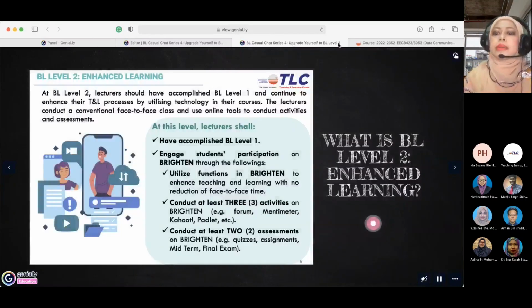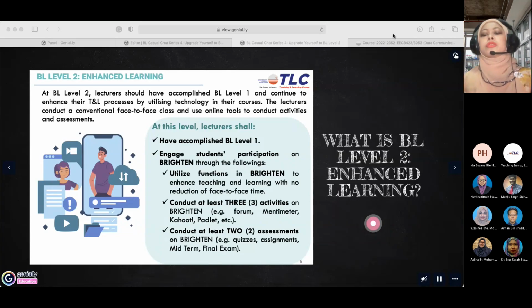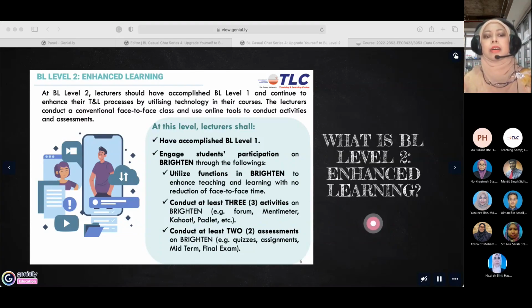Okay, before we do that, I'm going to just bring your attention to what the BL Level 2 enhanced learning is all about. Before reaching enhanced learning, we have to understand that we need to accomplish level 1. At UNITEN, ever since 2021, it is mandatory for everyone to reach BL level 2 by means of having all the slides, all the course outlines, tutorial, lab sheets, for example, for those who are performing lab sections. This one would be to accomplish first the BL level 1, then upgrade yourself to put in all the materials with BL tools and technology to help the students to learn.